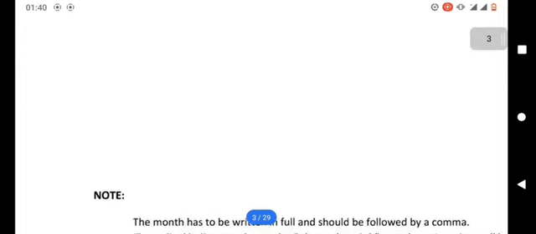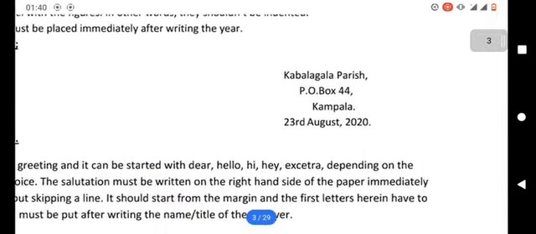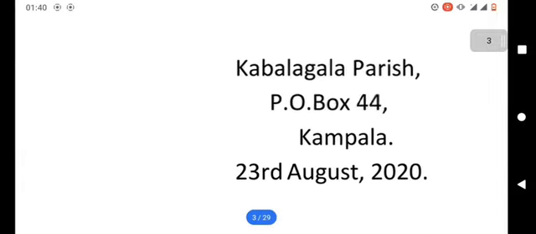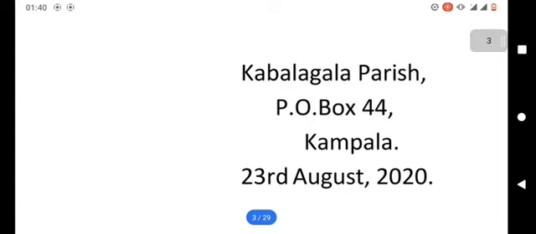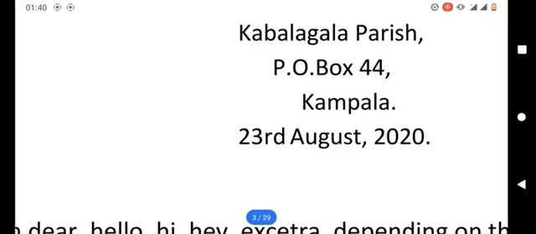Let me give you an example here. This is our address and the date. The address is above in the slanting format. Then the date is 23rd August 2020. That is an example of the date. Why do we say that the first digit has to be in line with the name of the institution or organization, if it is a company, something like that? We want to bring out that proper line of a slanting format, and we don't skip a line.